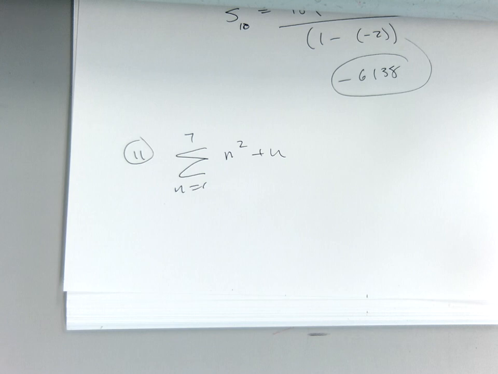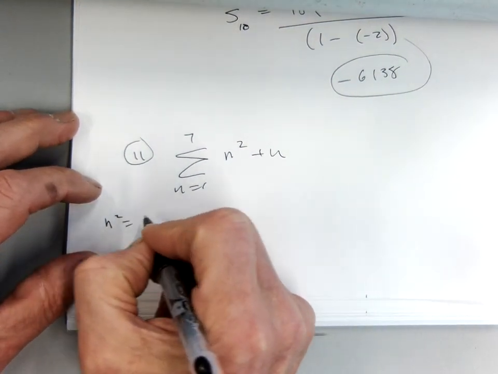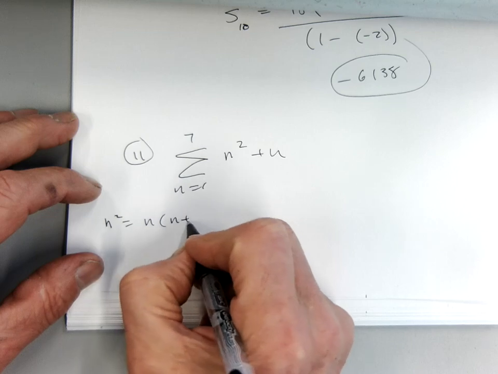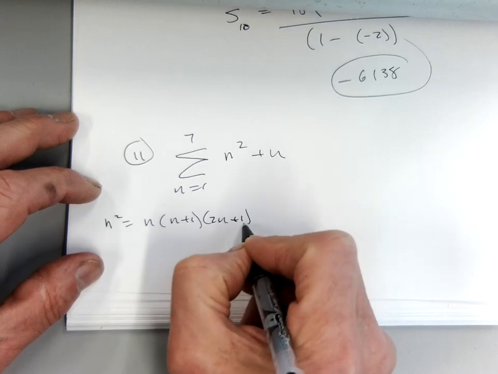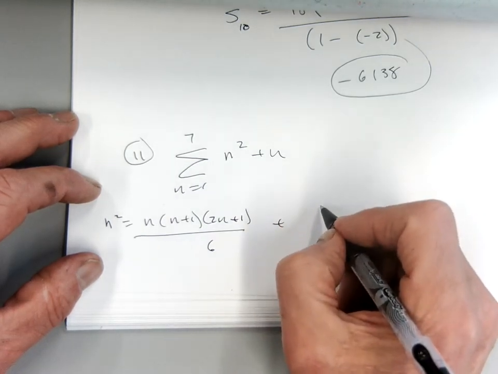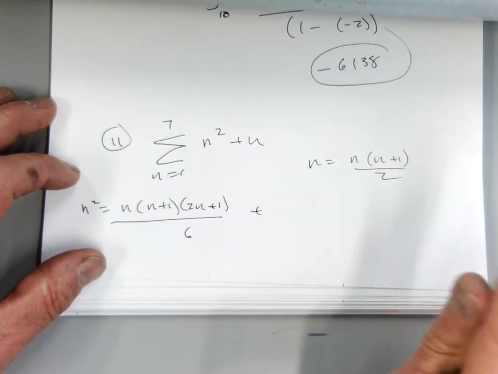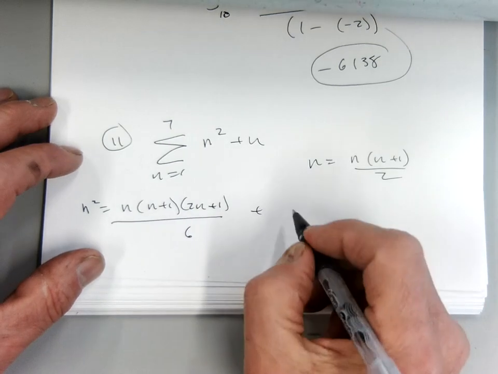I'm going to use a formula, and I'm going to erase this in a second. You want me to erase this? Got it? I'm going to use a formula because it's going to be faster. I'm going to use 2 formulas. One formula we have on the board: the sum of n squared is equal to n times n plus 1 times 2n plus 1 divided by 6, plus the sum of n, which is n times n plus 1 over 2. We already know this formula. It's basically the arithmetic formula.